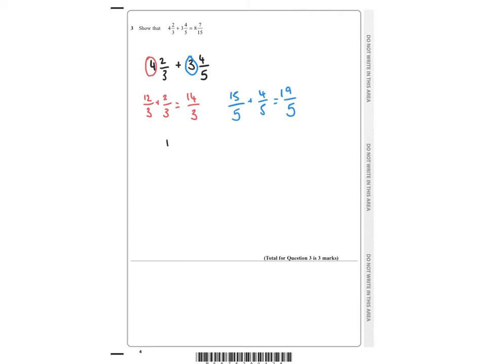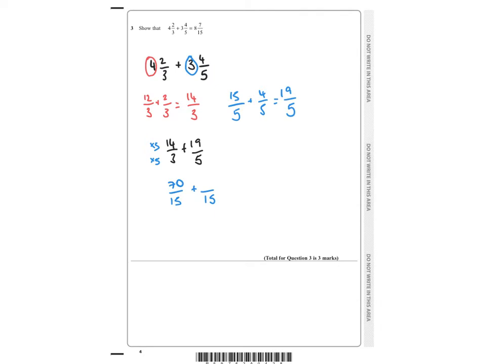Now that we have our two fractions, we can do 14 over 3 plus 19 over 5. But what we notice here is that they're not over the same denominator. So we need to make them over the same denominator. So I'm going to make them on a denominator of the lowest common multiple, which is 15. So to make my denominator 15, I need to multiply my denominator by 5, and my numerator by 5. So if I multiply them both by 5, I get 70 over 15.